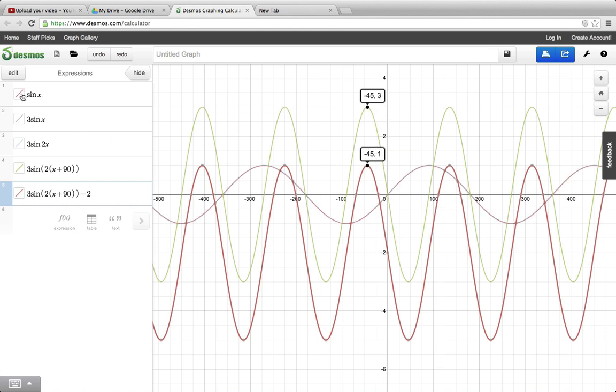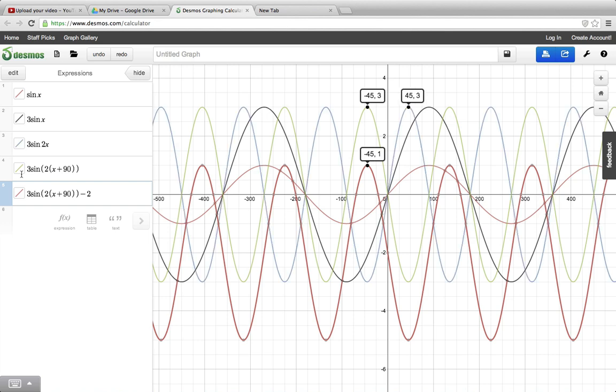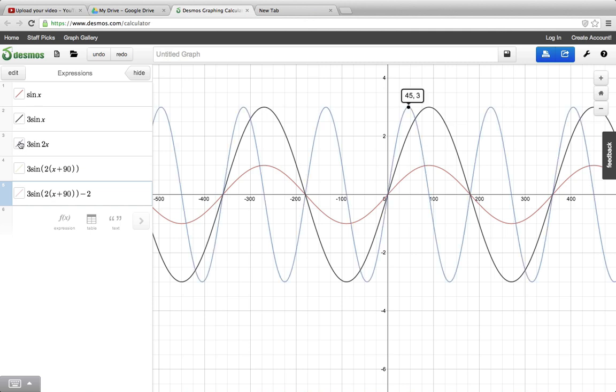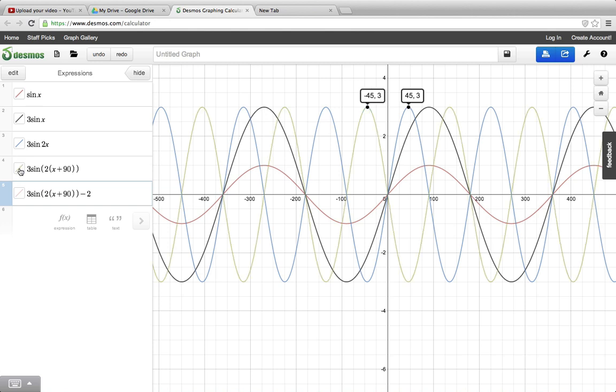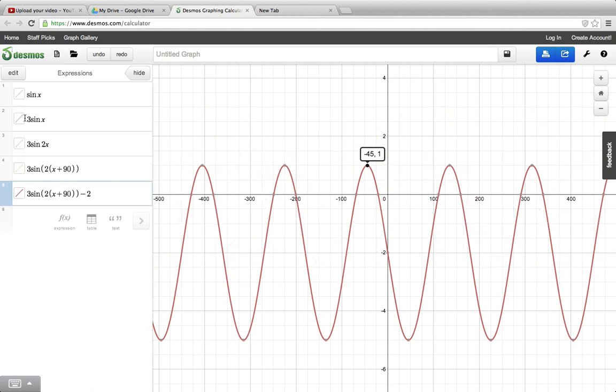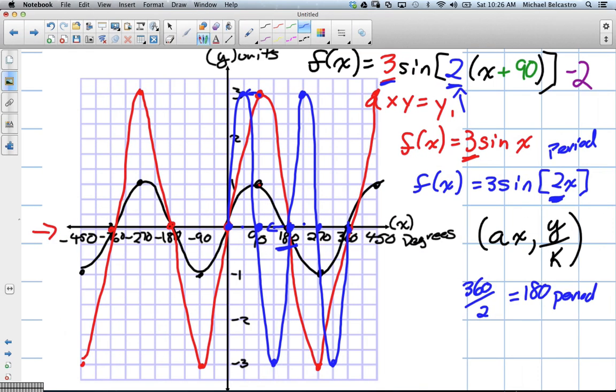Okay, so from the original one, all of these movements occur. Okay, so we'll talk about one at a time. So the first thing we did was stretched it. Okay, then we compressed the horizontal axis. We shifted it 90 degrees to the left, and finally we pulled it down 2. So it looks very messy, but in the end, this is our final graph here. Okay, so that's what it is. We're transforming the function the same way we transform any other function. We just have to use, in this case, degrees, and eventually I think you guys will get to radians.